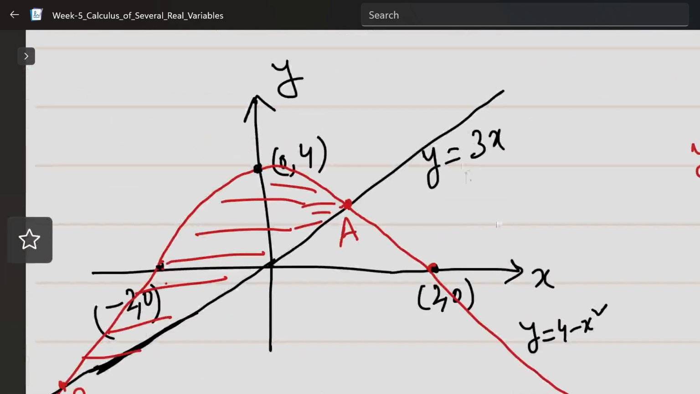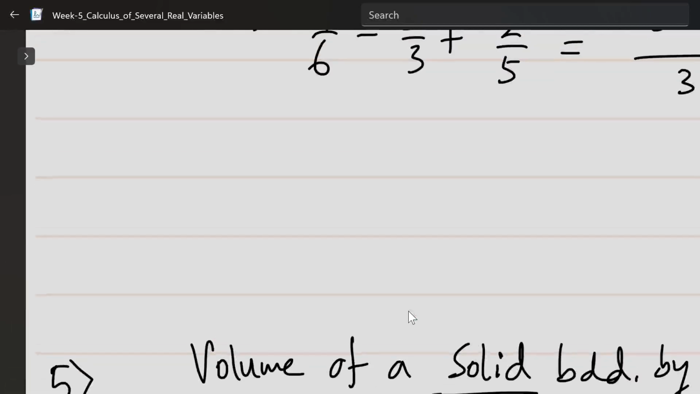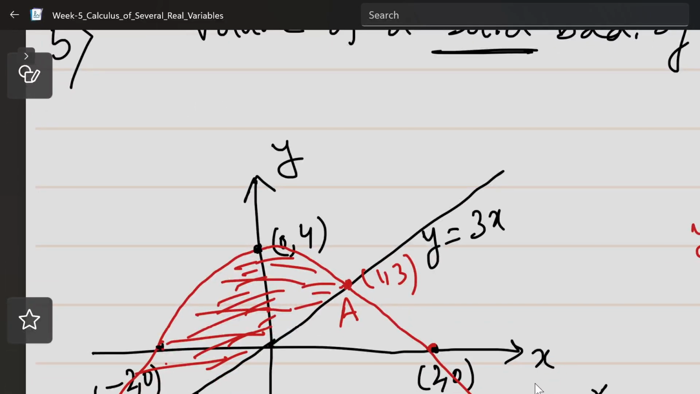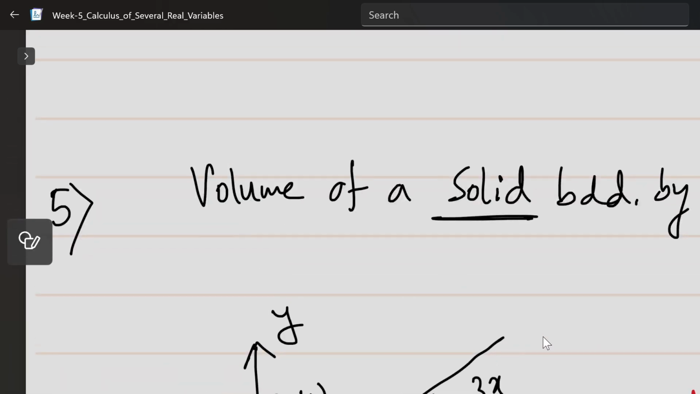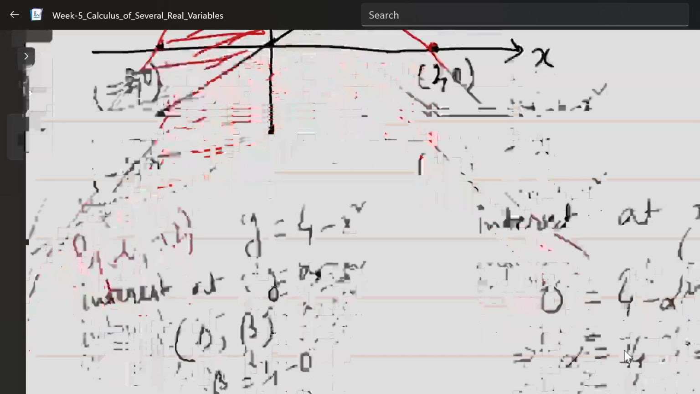So what is this one? This point A is 1 comma 3 by the graph, and point B is minus 4 comma minus 12. So this region is bounded by this in the xy plane. Now what about the z plane? Because I drew for the two-dimensional xy plane, you have to draw the z plane also. But as I told you, in a 2D plane, drawing a 3D picture is difficult, but you have to visualize.